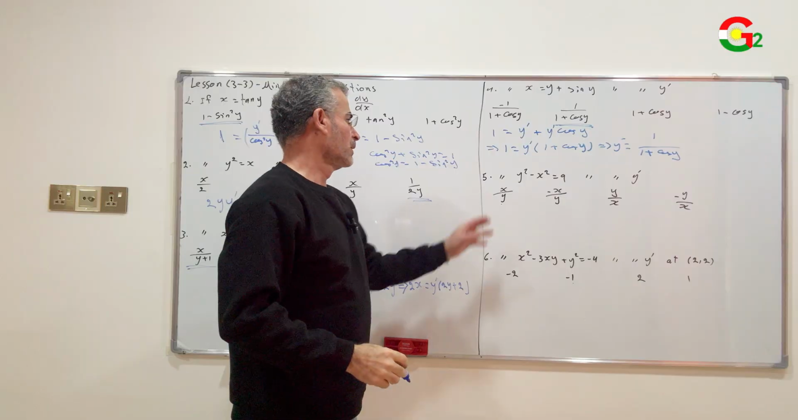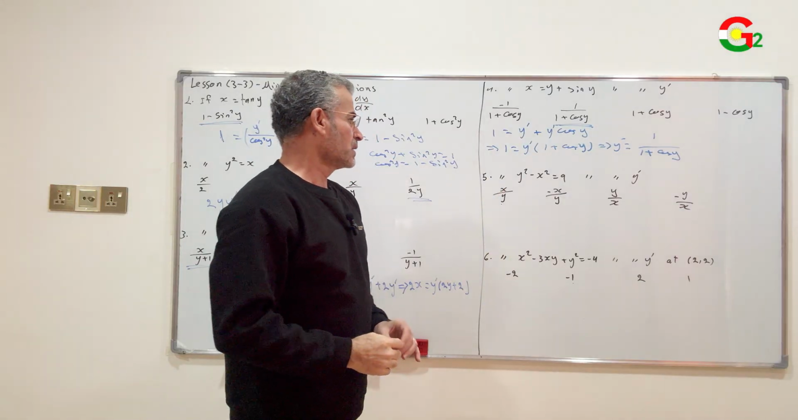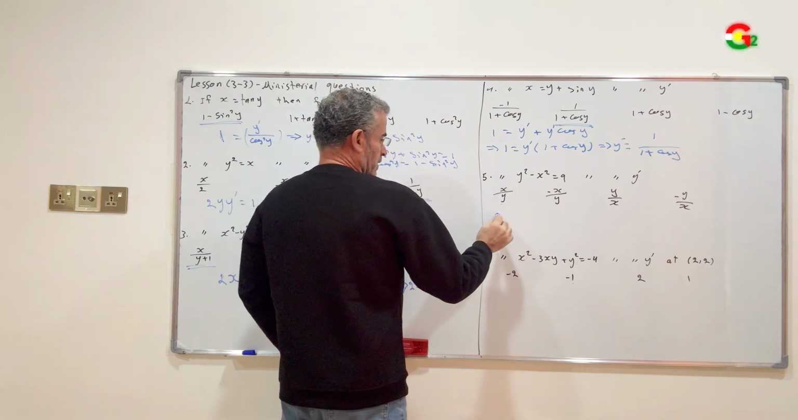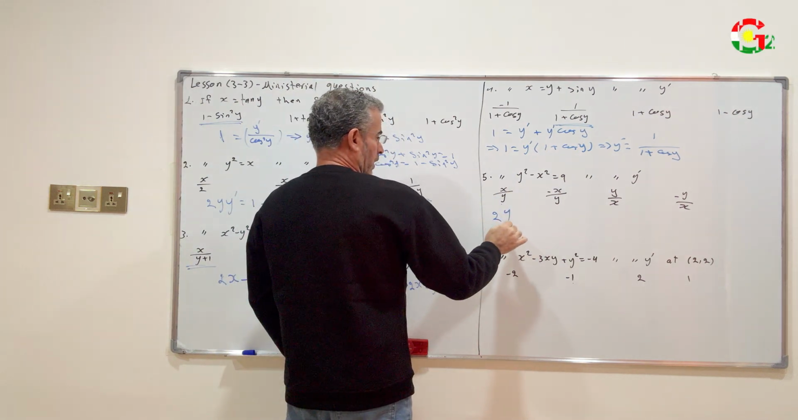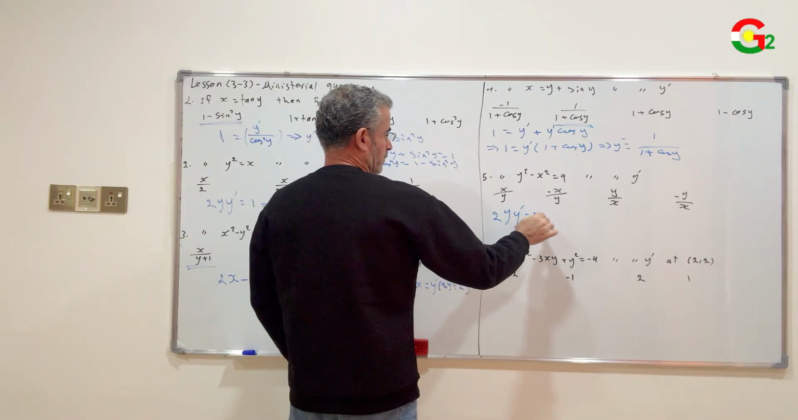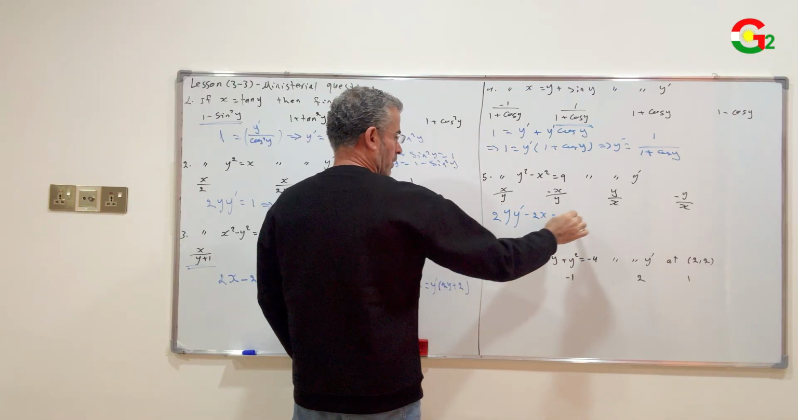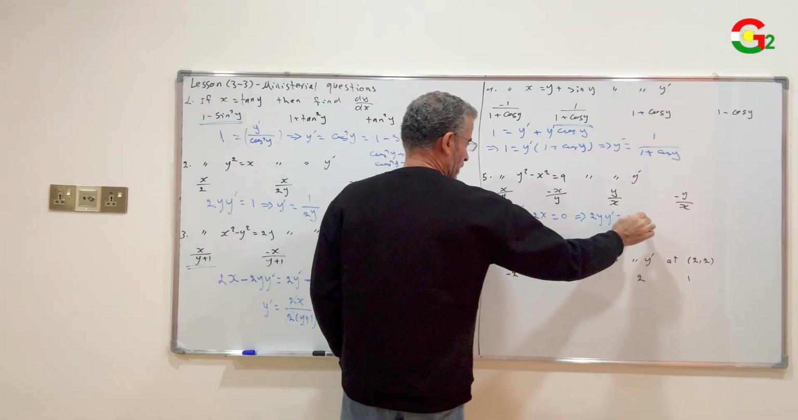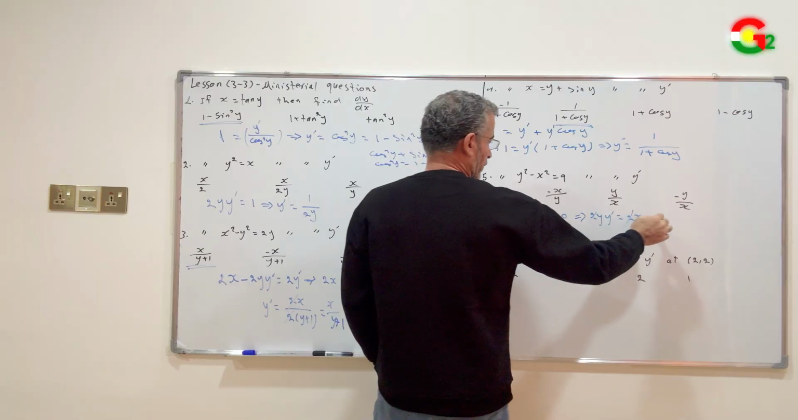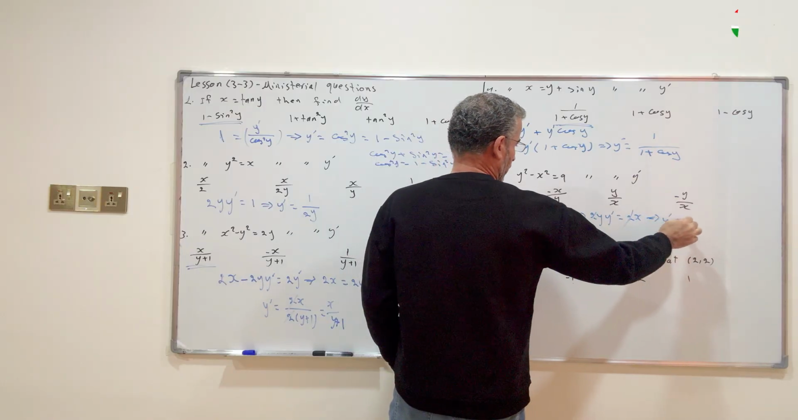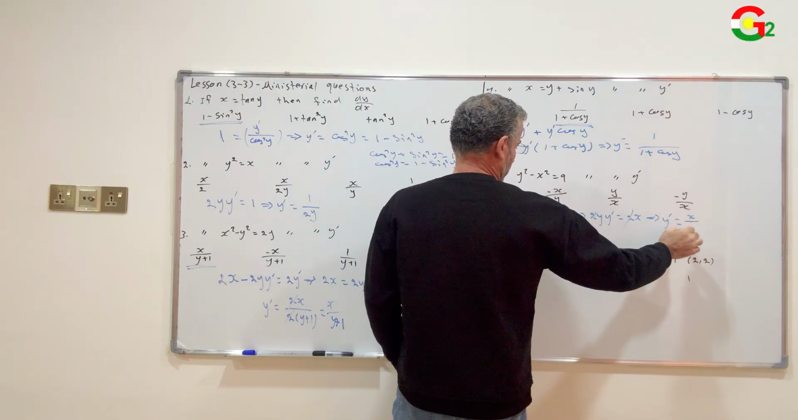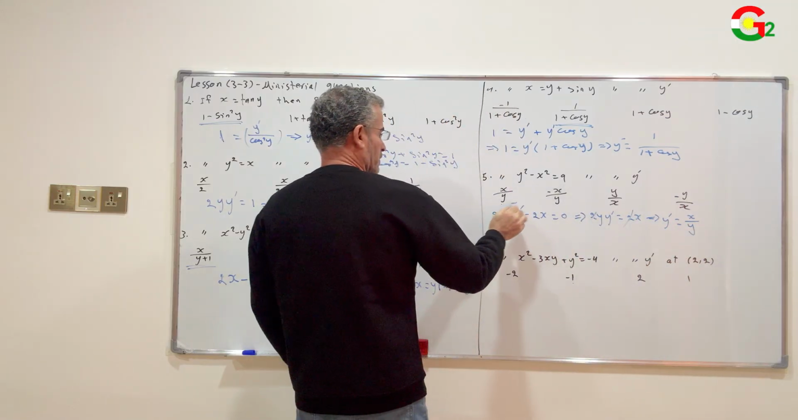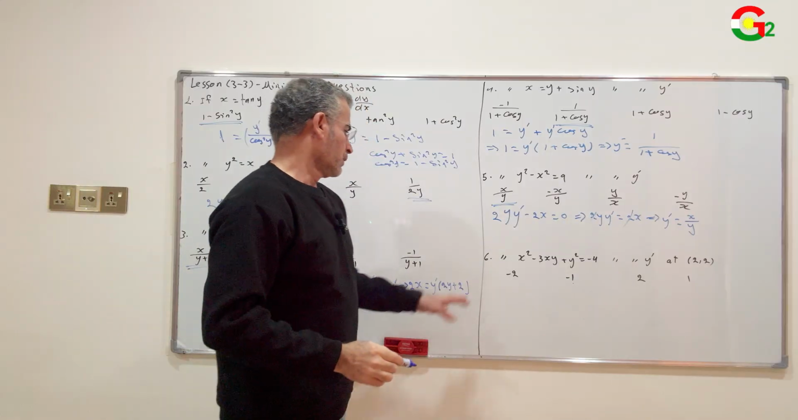Question number 5. If y squared minus x squared equals 9, then find y prime. Differentiate both sides with respect to x. 2y prime minus 2x equals 0. Then 2y prime equals 2x. Reduce 2 with 2. Then y prime equals x over y. Choice A.